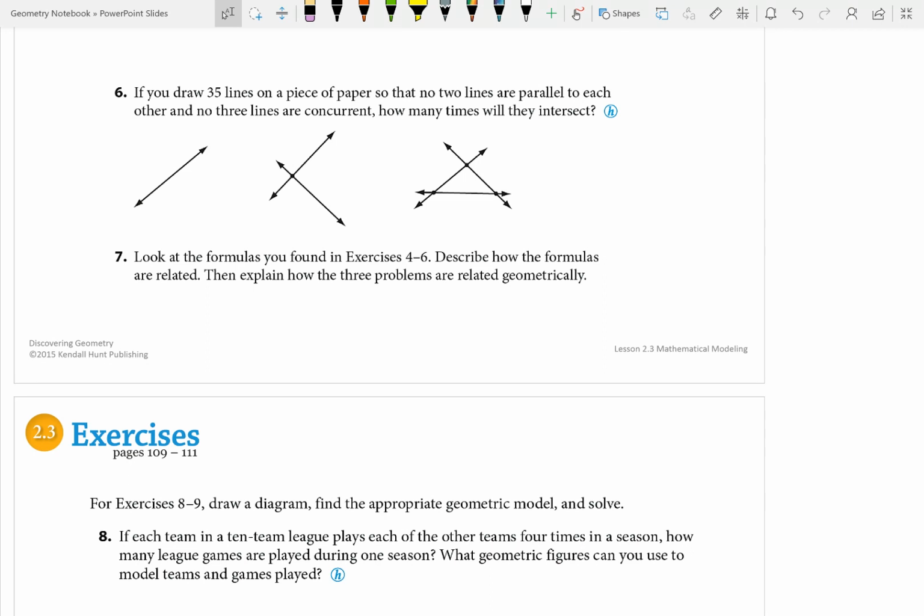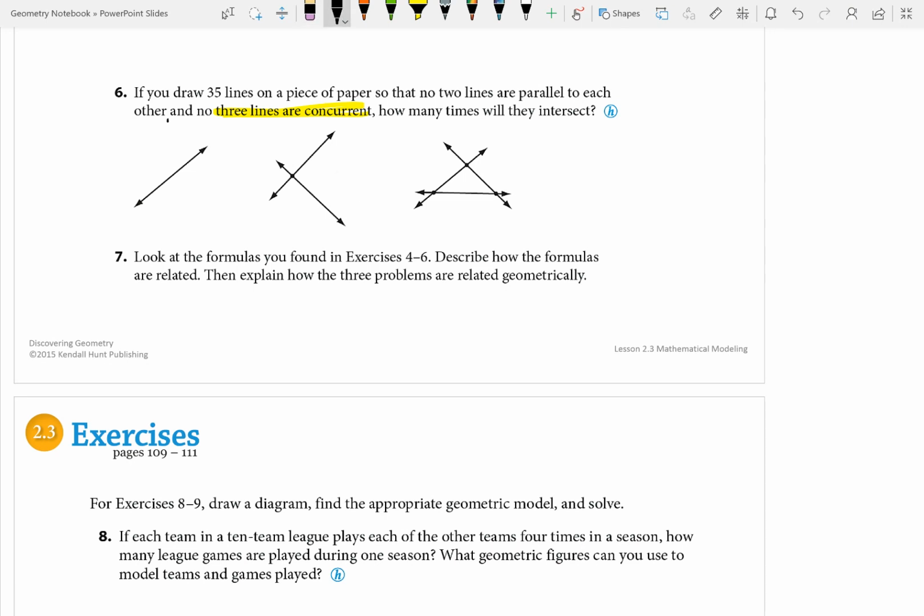So again, it says that no 3 lines are concurrent. What does that mean? That means that if I have 3 lines, they're not all going to intersect at the same point, right? So these are concurrent lines, so that's not going to ever happen. And let's see what it says. How many times do they intersect?